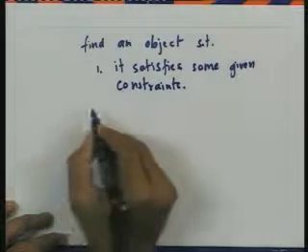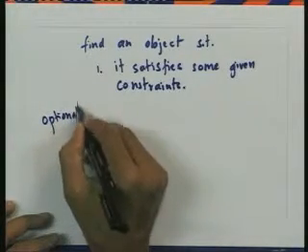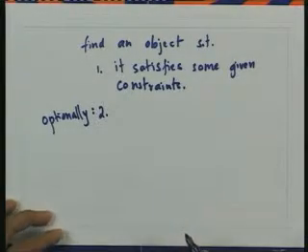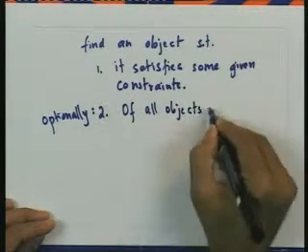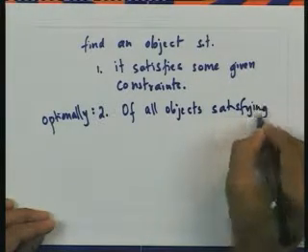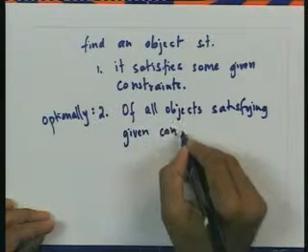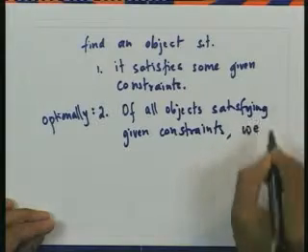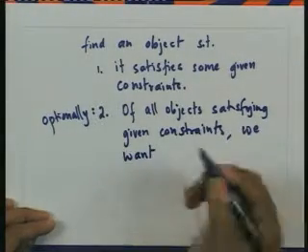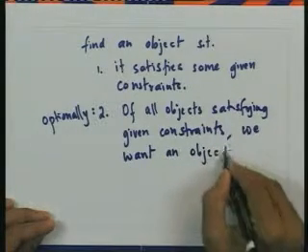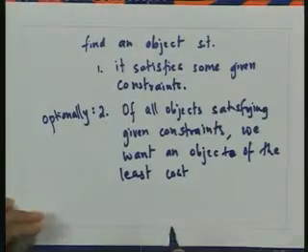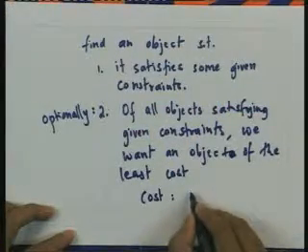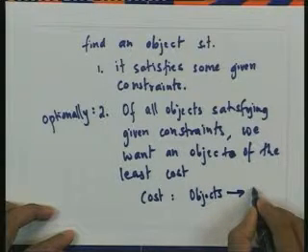And furthermore, optionally, there might be a second requirement that of all objects satisfying those constraints, we want an object, say, of the least cost, where the cost is a function defined on the objects, a function from the space of objects to say real numbers.